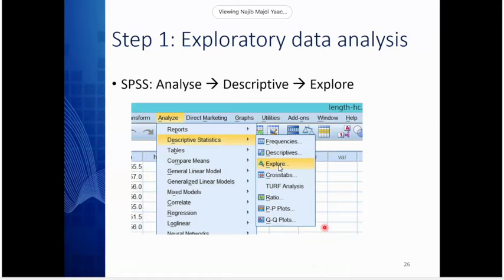Okay, so I show you the steps of analysis. Later on, I give you the lecture notes and also the data set for you to do exercises on your own.